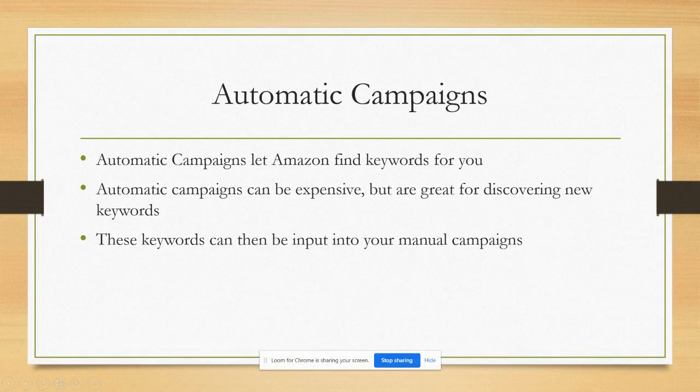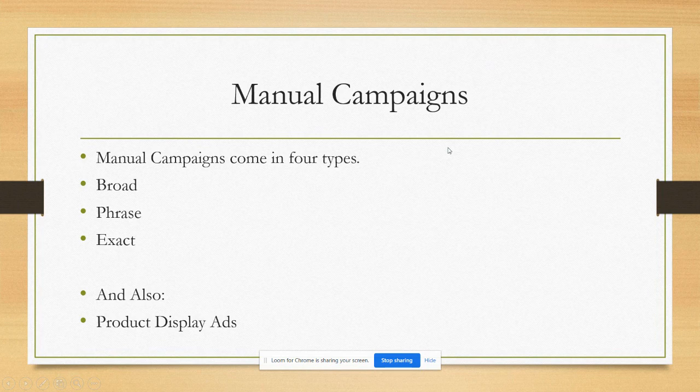Automatic campaigns let Amazon find keywords for you based on what they think your product is. These can be expensive, but Amazon will tell you which keywords you should be targeting, so it's well worth it. These keywords can then be put into your manual campaigns, and you can control their bids there. Now, manual campaigns come in 4 different types: broad, phrase, exact, and product display ads. Product display ads will have their own video, as they're a little different. Let's focus on the 3 main keyword types.